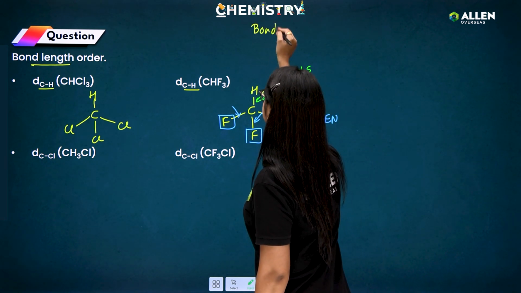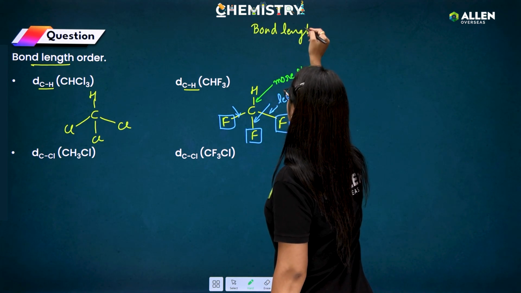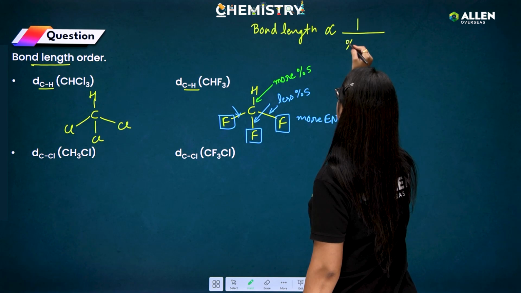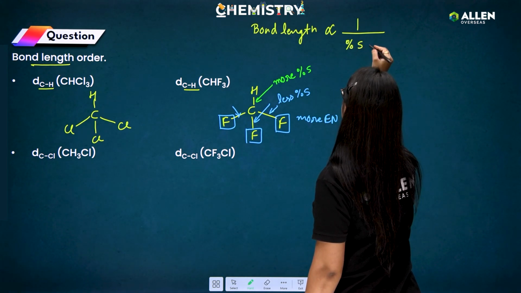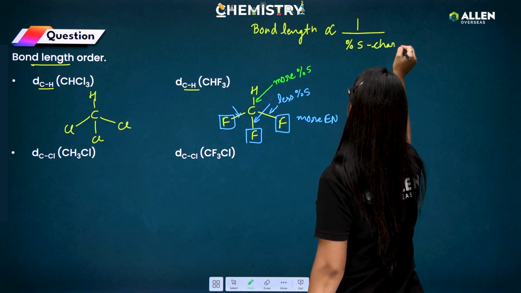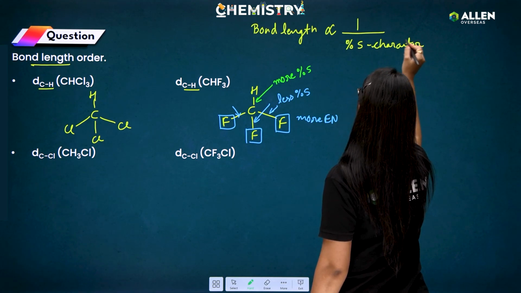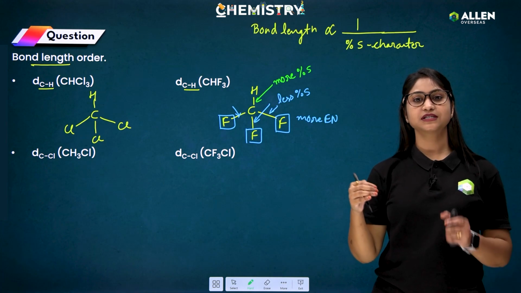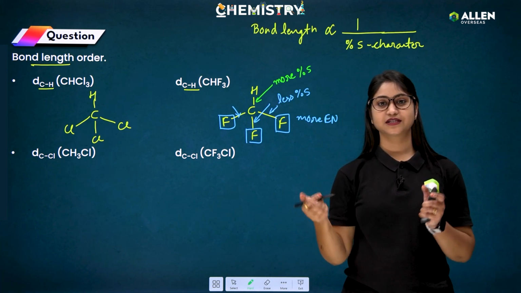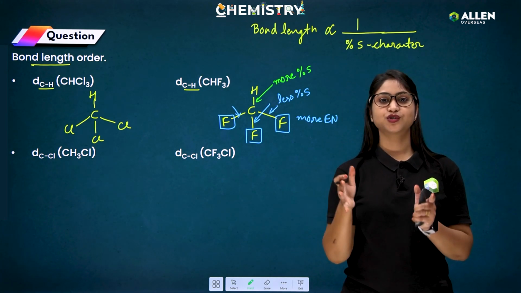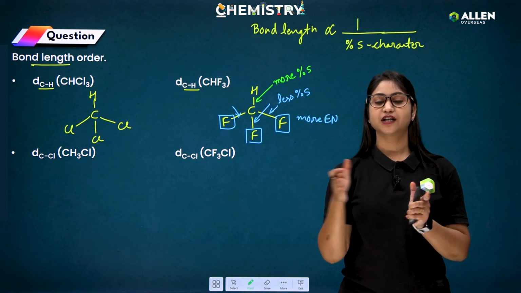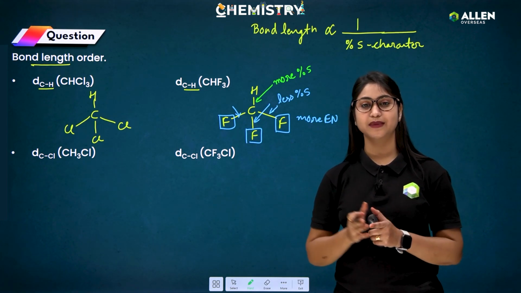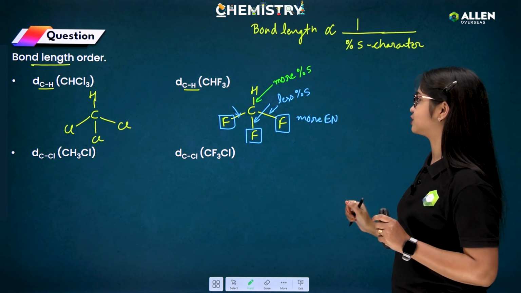And always remember how to compare the bond length with percent s character. Bond length is inversely proportional to percent s character. As the percent s character increases, bond length decreases, because when percent s character increases it means the orbital becomes closer to the nucleus and the atoms will come closer to each other, the attraction will increase, so bond length will ultimately decrease. So these are inversely proportional, right?